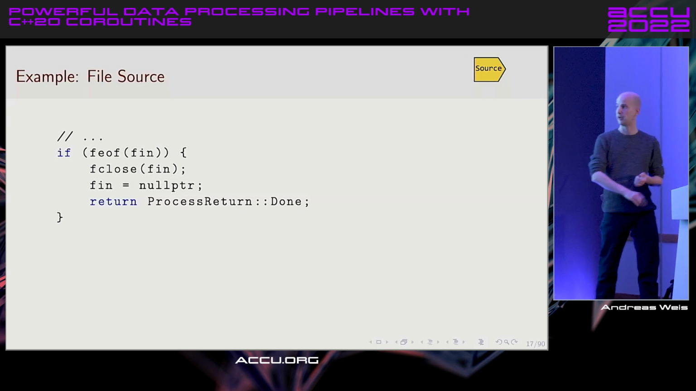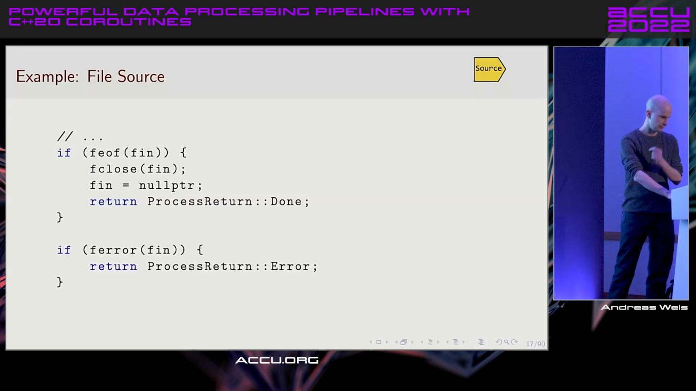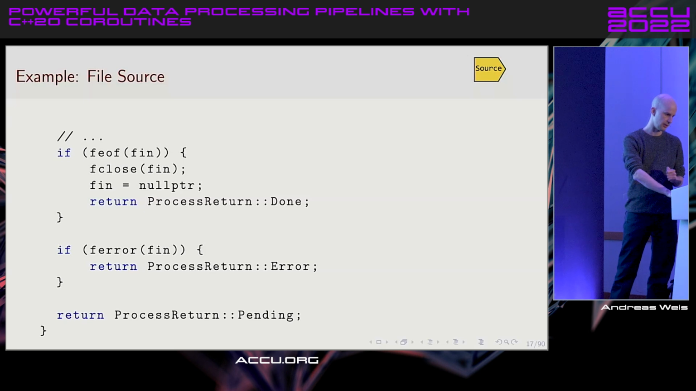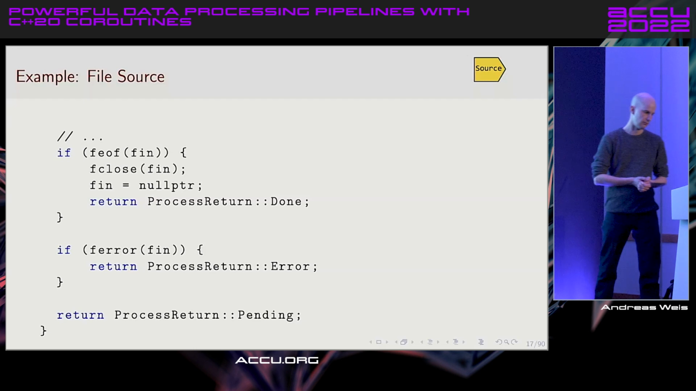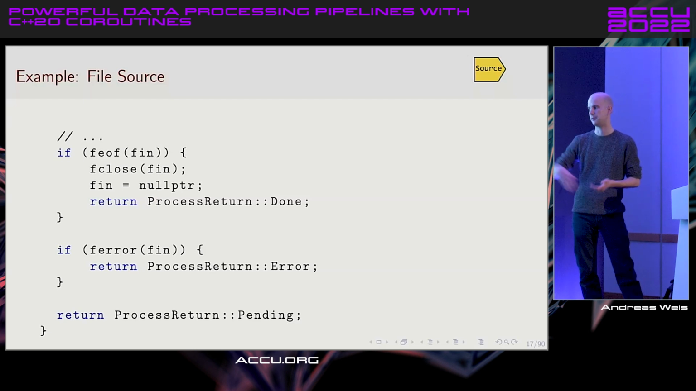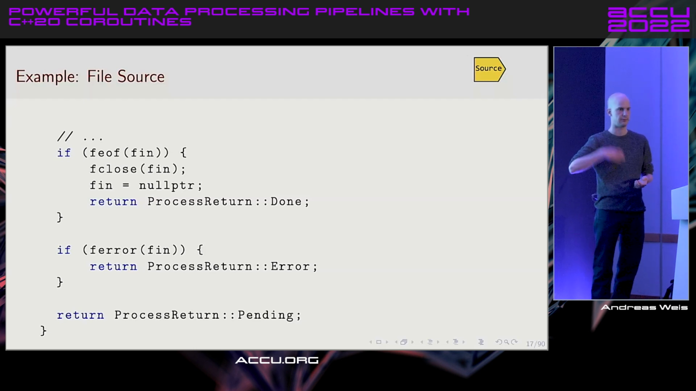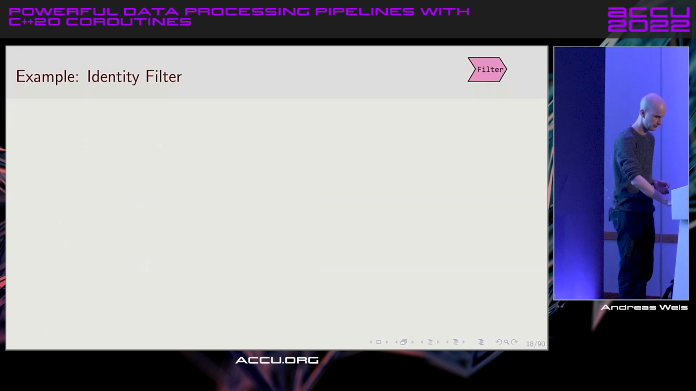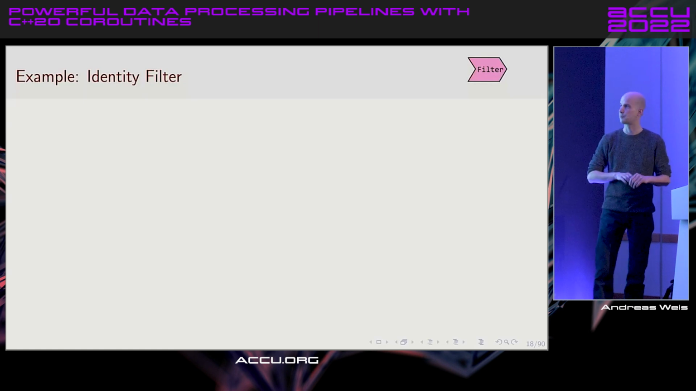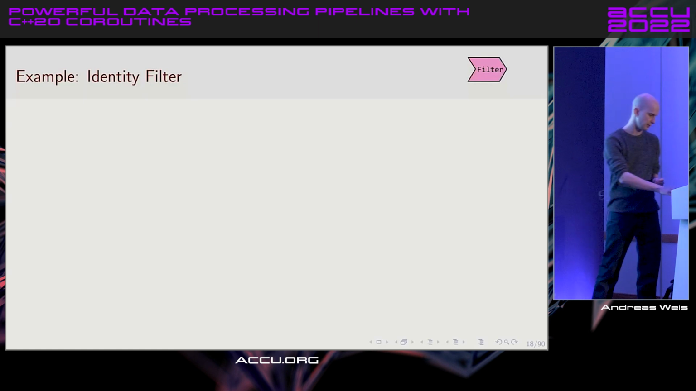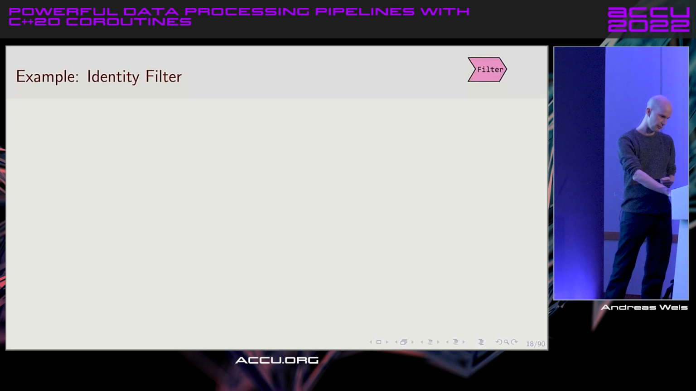Then I do some error handling. First I check whether I finished reading the file. Then I check for read errors. And if neither of those happens, I just ask to be called again to keep pumping more data. The file sink is pretty similar, so I'm not going to show it because it's rather boring. But we can look at a filter.